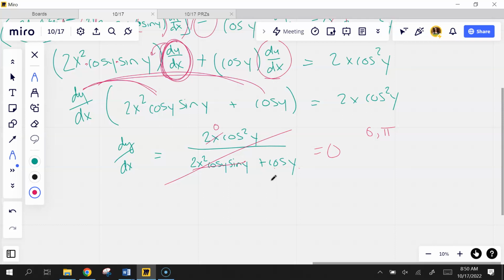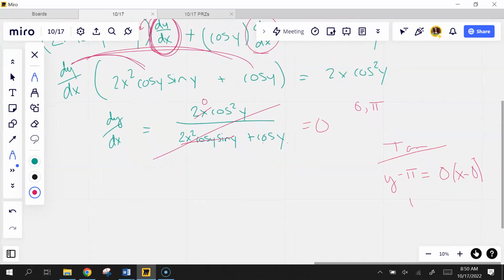That's still not the equation of the line, though, right? So the tan line, y minus pi equals slope times x minus 0. It really doesn't matter here. So y equals pi is my tan line. What about the normal line? Same.